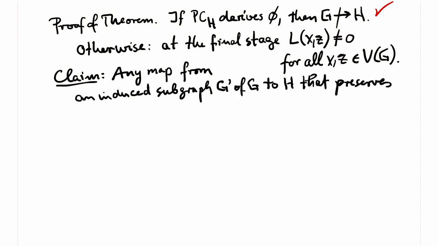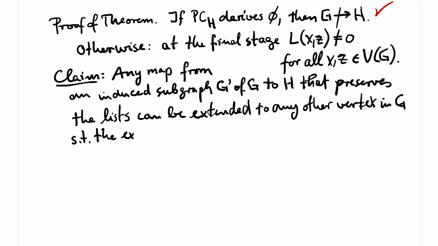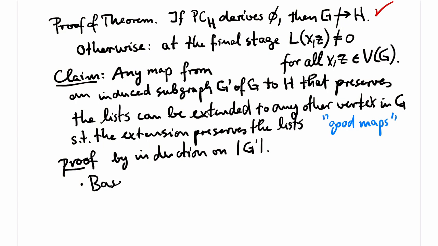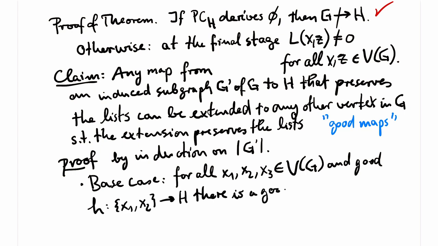We construct the homomorphism inductively and prove the following claim. We prove that for every map from an induced subgraph of G to H that preserves the lists, there exists an extension to any other vertex in G such that the extension again preserves the lists. We call maps that preserve the lists good maps in the following. We prove this claim by induction on the number of vertices of the subgraph.